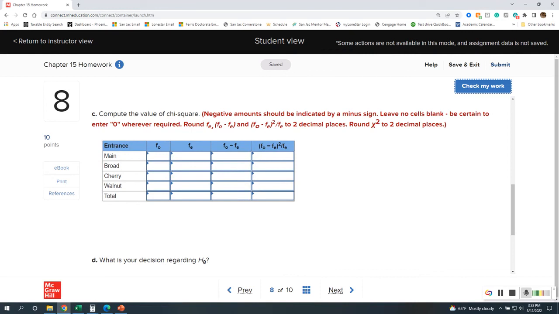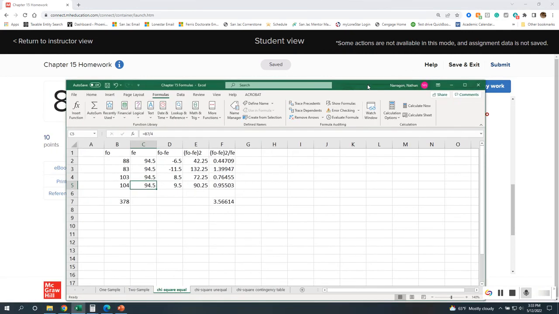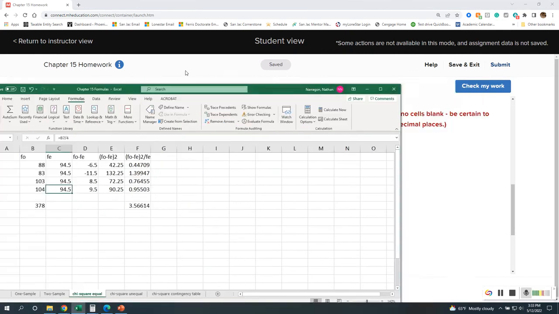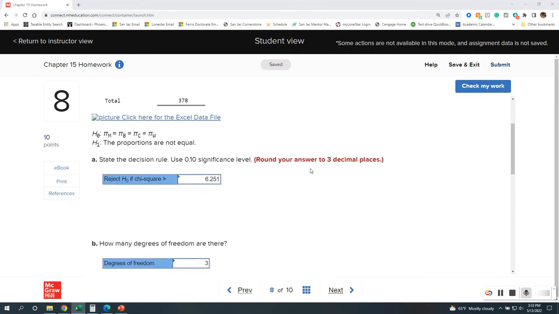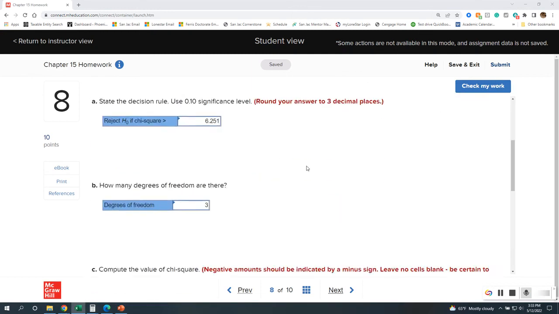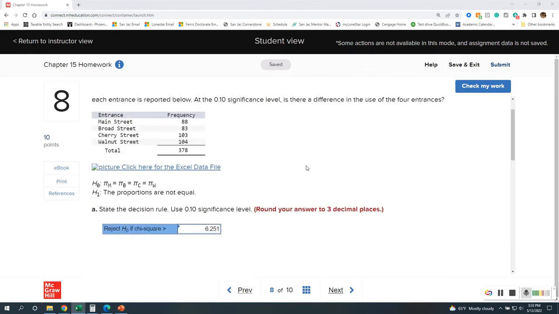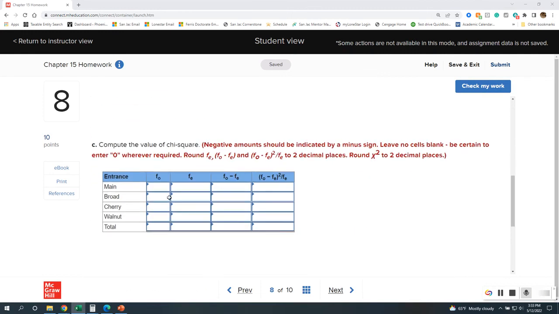And then again, they want you to go ahead and put in the table, which we calculated already using our Excel. And they haven't changed main, broad, cherry, walnut. They're all the same. So we're going to go ahead and put it in. So 94.5. Negative 6.5. Okay, they're going to be 2 decimal places all the time.